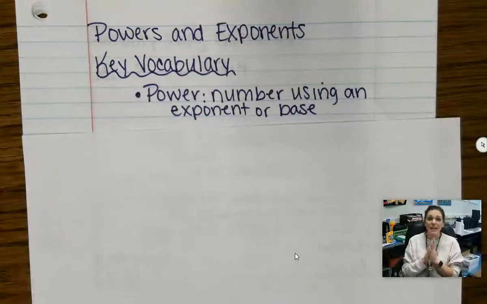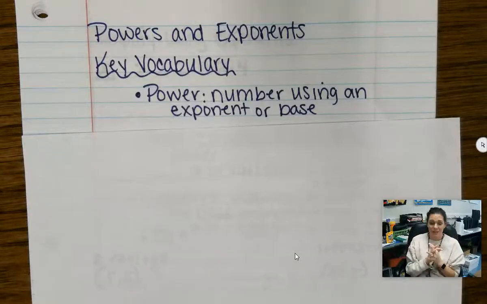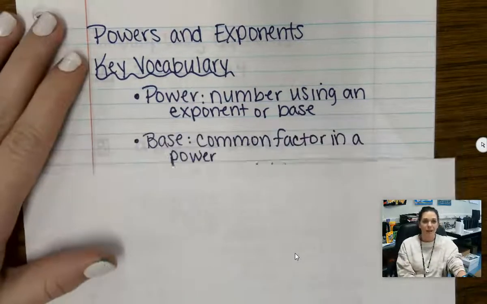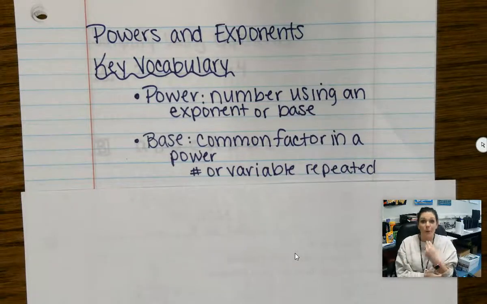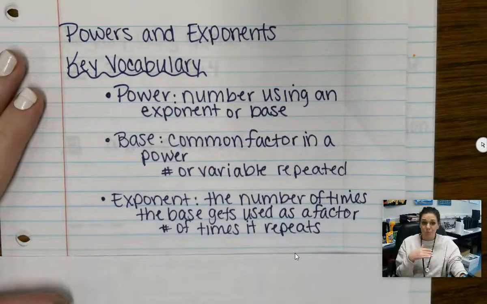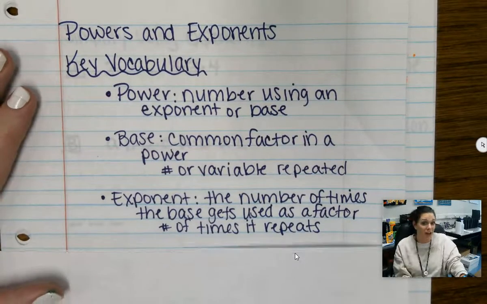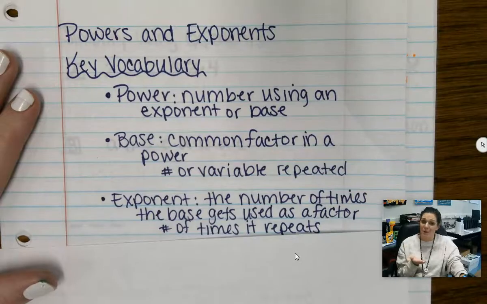All right, so key vocabulary that we're going to be looking at first off is the word power. The power is the base and the exponent together. It's the number using an exponent or base. It's what is being created when you're actually doing the math. The base is the common factor in a power. That's the number or variable that's being repeated. It's the big number underneath the exponent. And then finally, we have exponent, which is the number of times the base gets used as a factor and the number of times that it repeats. So at any point you want to write this stuff down, you go ahead and pause the video.